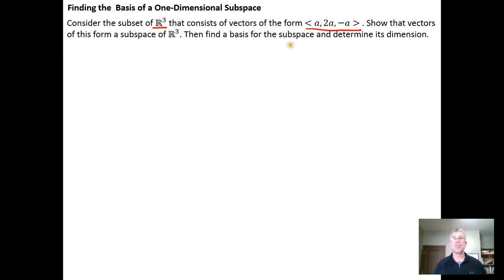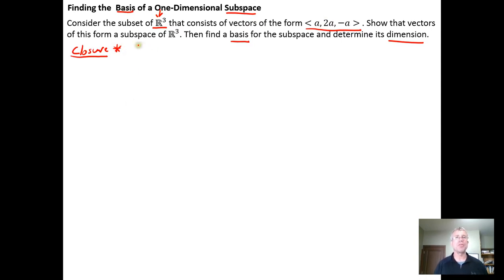Before we just jump into finding a basis and determining dimension, first we need to verify that it is actually a subspace, because when we look for a basis, we are looking for the basis of a subspace. Remember, to be a subspace of something that we already know is a vector space, all we need to do is show closure: closure under scalar multiplication and closure under vector addition. First we're going to show closure under scalar multiplication.